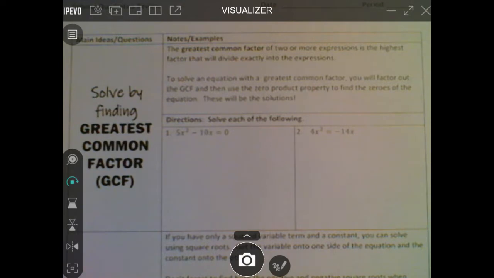So don't forget that the greatest common factor, or GCF, is the highest factor that will divide into the expression. So remember that a GCF can be a constant, it can be a variable, it can be a combination of both of those.